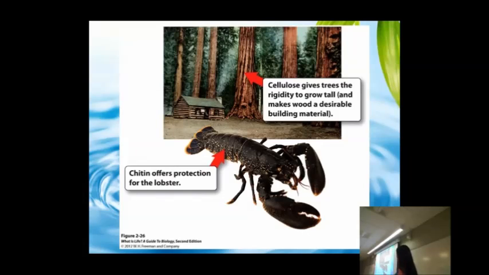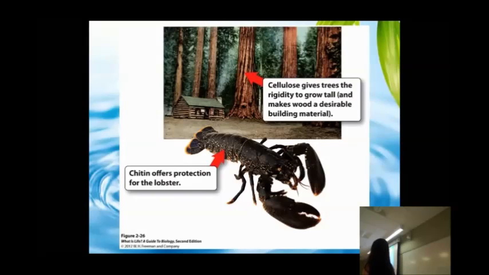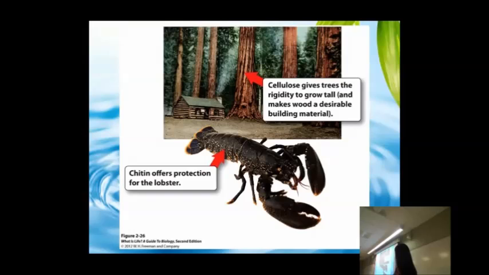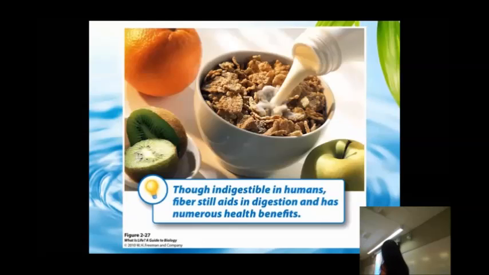Cellulose is also not digestible, but we eat a lot of it. Not wood, obviously we're not eating trees, but we do eat a lot of cellulose that comes from our plant materials. The chitin and the cellulose in these cases are what give these structures their rigidity. It makes trees able to grow up very tall. The chitin enables this hard exoskeleton around the outside of crustaceans. So cellulose that comes from plant materials is indigestible to humans. It's sometimes called fiber when we think of it in our diet.